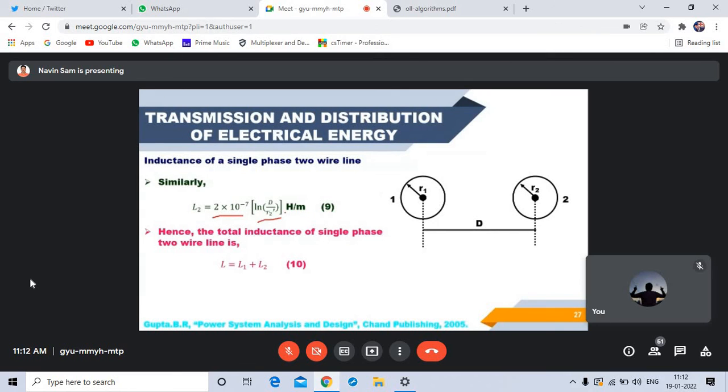So L is equal to, just to verify this equation. If you substitute L1 and L2 in equation number 10, you will get an expression like this: 4 into 10 to the power of minus 7 ln D divided by square root of R1 dash R2 dash. Okay, just verify it. Yes, sir. Yes.